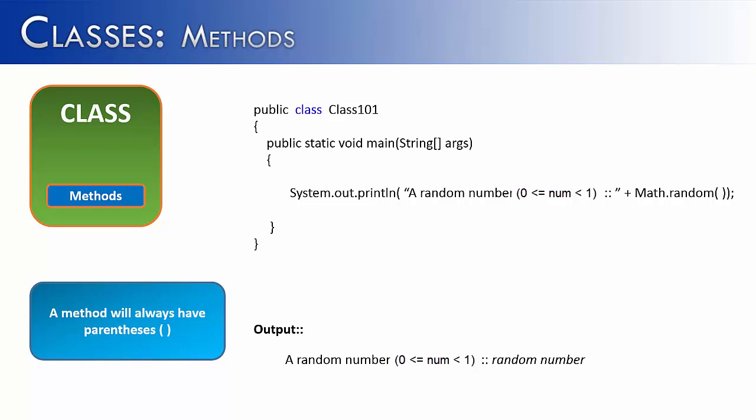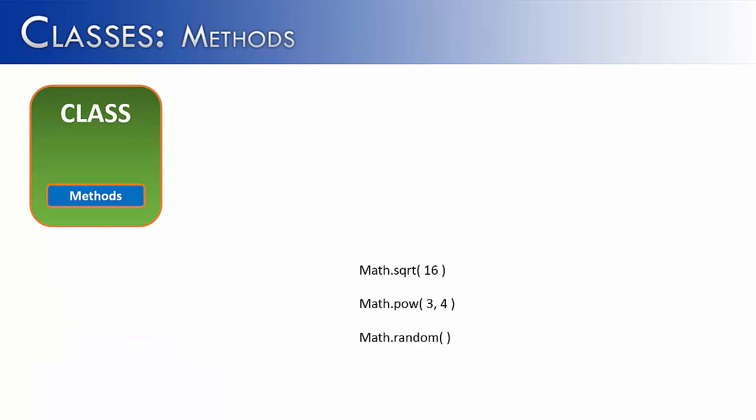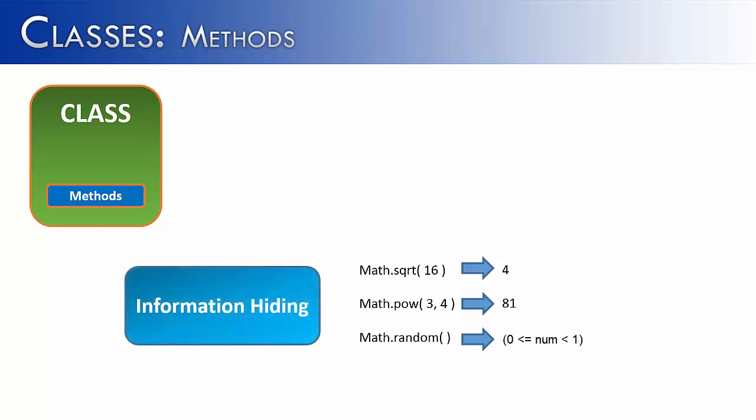But it does have the parentheses at the end of random, because for something to be a method in Java, it has to have those parentheses. If the parentheses are not there, it would consider it to be a variable, not a method. So here are three examples that we've gone over: math.squareRoot, math.pow, and math.random. You can pass values to squareRoot and pow, and they will return something to the program like 4 or 81. In math.random, you don't even have to pass anything to it, and it will return a value between 0 and 1 to the program.